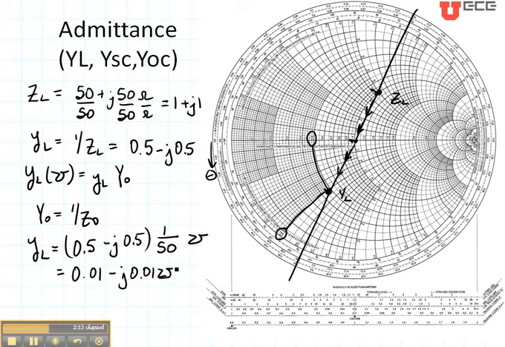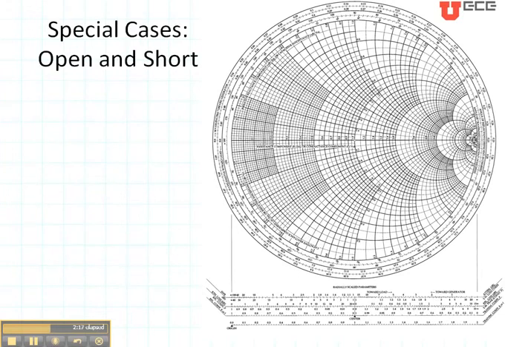That's our YL. Now, let's also talk about some very special cases. We're going to consider an open circuit and a short circuit because those are very important. We use them for building things, and also many of our devices end up acting like high or low impedances close to an open circuit or a short circuit.